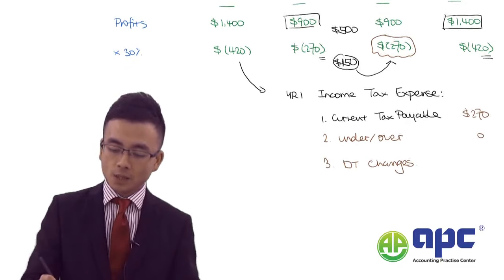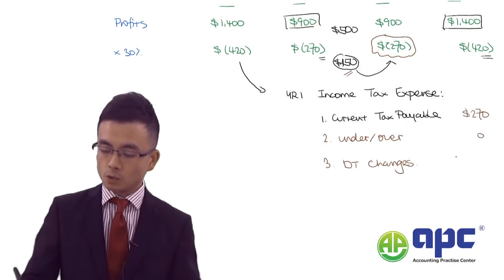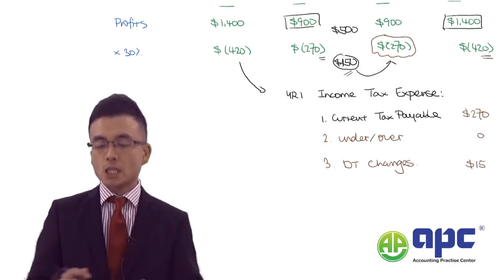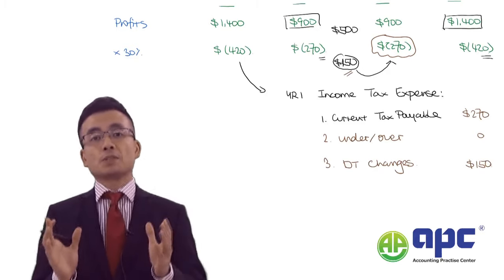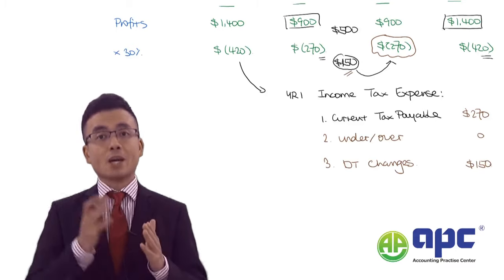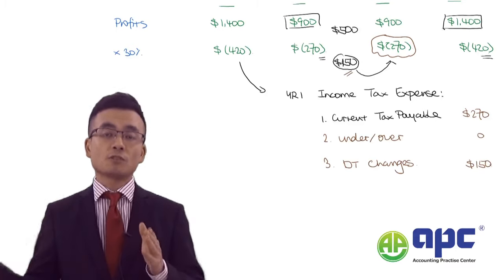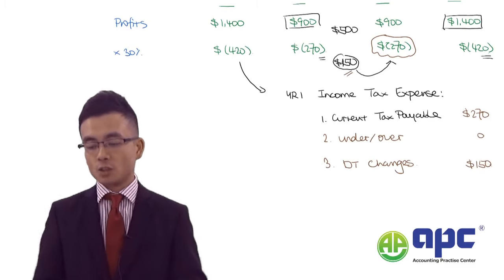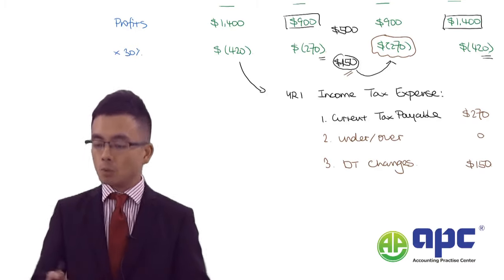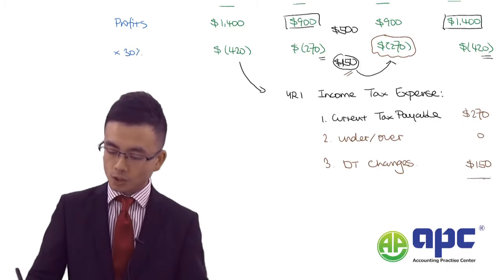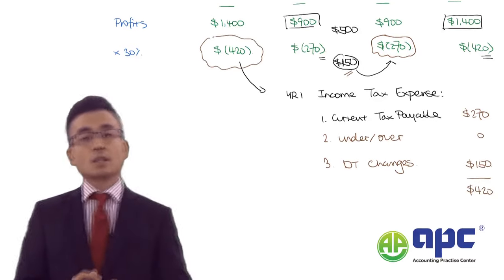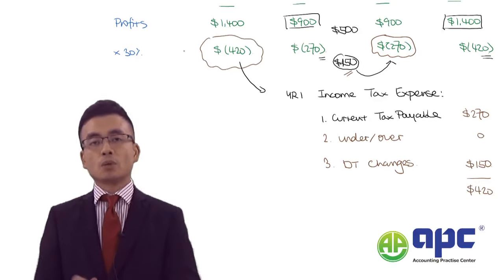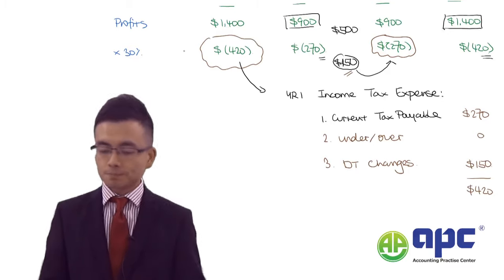In this case then, we take 150, which means the future taxable temporary difference times the corporate income tax rate, which means from the current year's point of view, we estimate we'll need to pay $150 more in the year number two. We account for that in the year number one. And that means in total, that'll be 420 as the accounting income tax expense in the year number one. And that's how we should account for it.